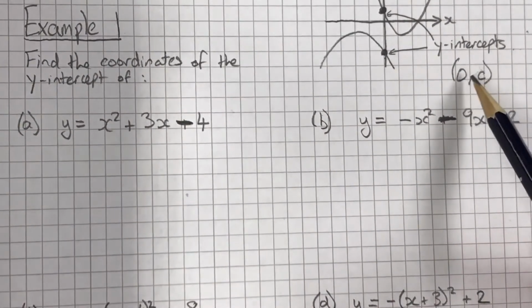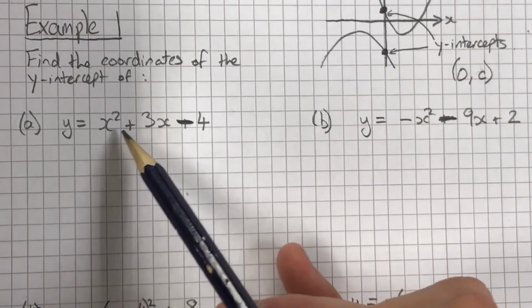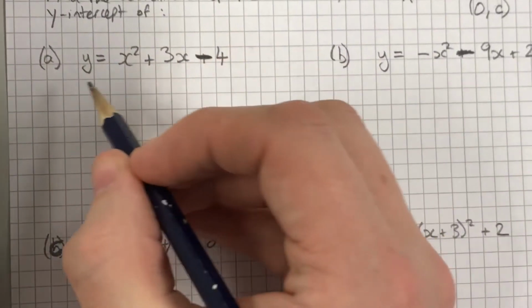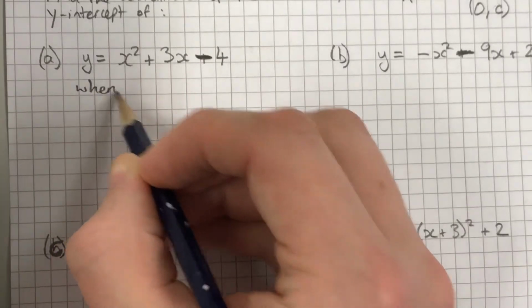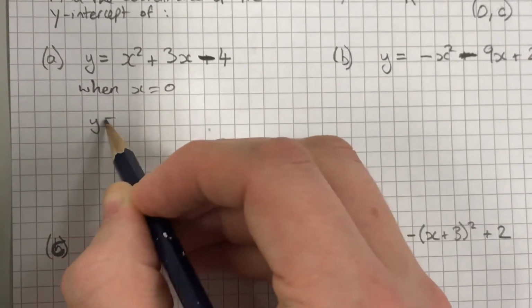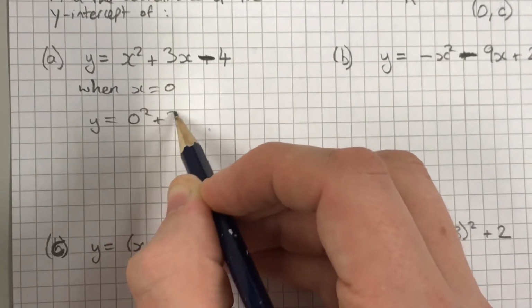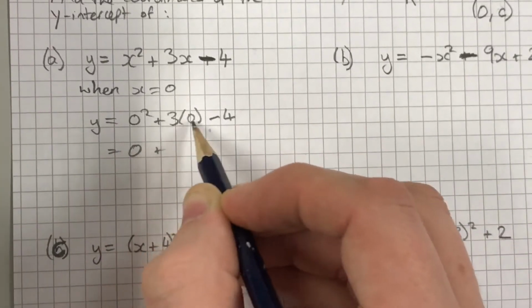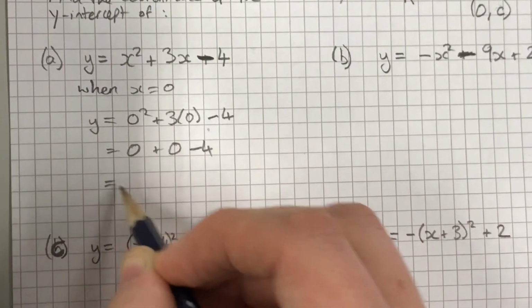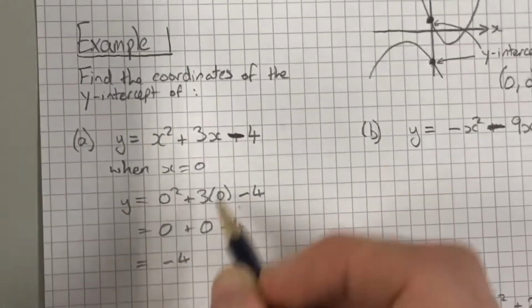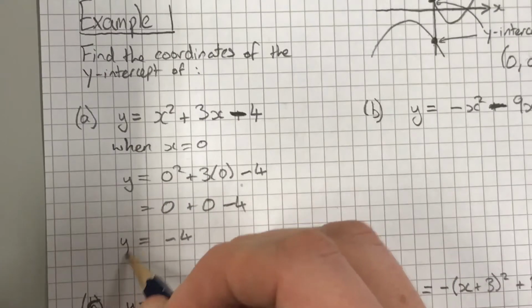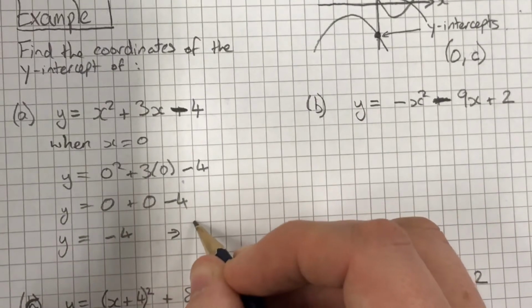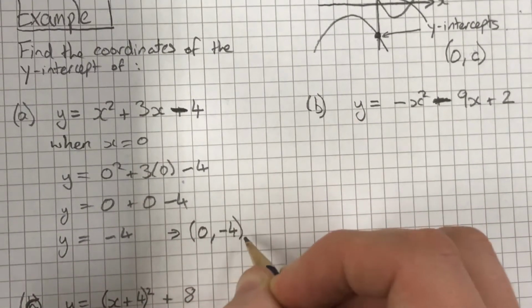Now, because we know that x has to be 0, all we're going to do is substitute 0 into every position we find an x. So we just write the statement first of all. When x equals 0, then y equals 0 squared plus 3 times 0 minus 4. 0 squared is 0, 3 times 0 is 0, take away 4, which gives us negative 4. So it's asking for coordinates. All we've done so far is written down what y is equal to, so we need to put it back into the form (0, c). So our coordinates for the y-intercept are (0, -4).